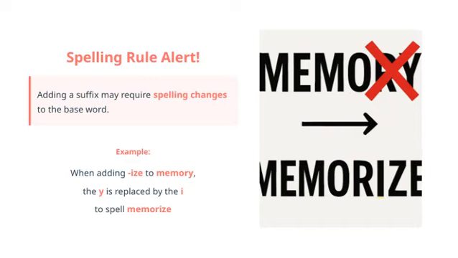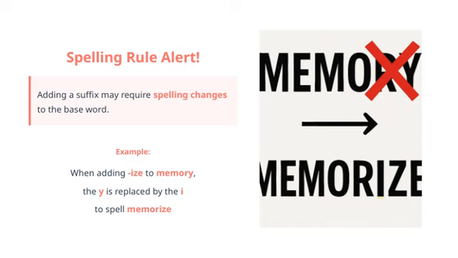Now, let's look at how the spelling changes when adding the suffix to the word memory. Notice that the y in memory is replaced by an i. This is a common pattern we see when a word ends with a y preceded by a consonant. When we add ist to memory, for example, we change the spelling to memorist.